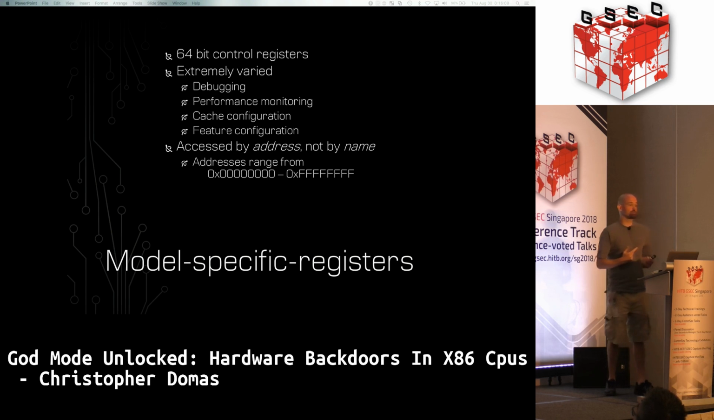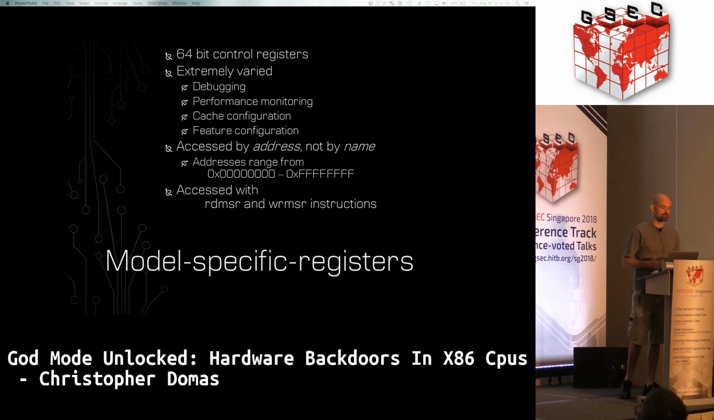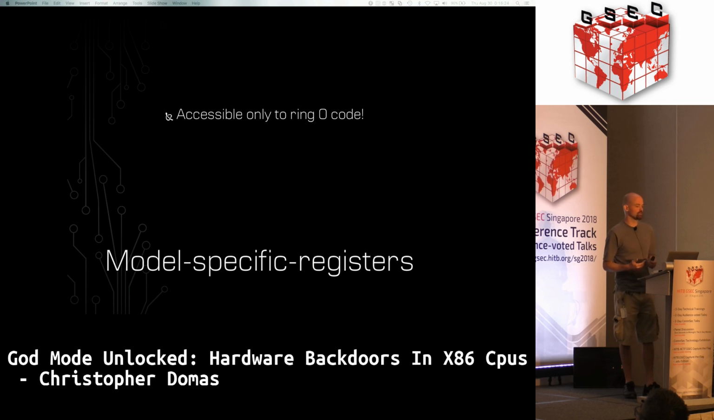And unlike the registers we're probably more familiar with, like EAX or EDX in x86, MSRs are actually accessed by address, not by name. The addresses range from 0 to 4 billion. And you use the read MSR and write MSR instructions in order to access the model-specific register. Now, there's a catch with MSRs, and that's that they are only accessible to ring 0 code.